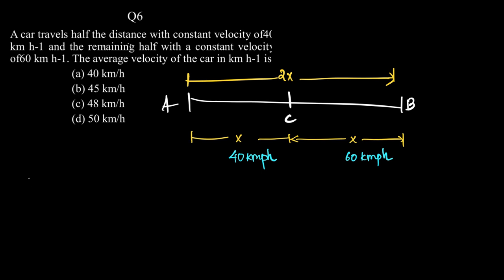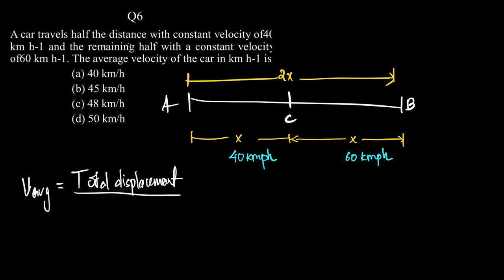Okay, so we can say that the average velocity, V average, is equal to the total displacement upon the total time. Now, what is the total displacement? The total displacement is AB.